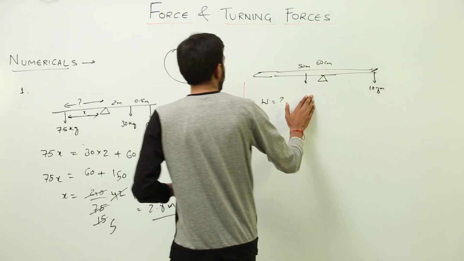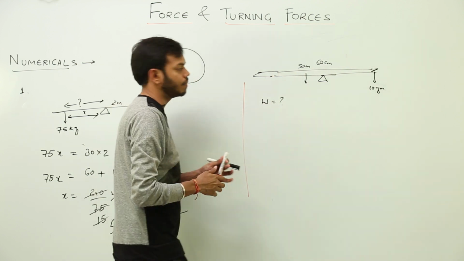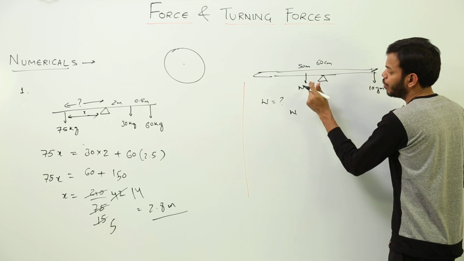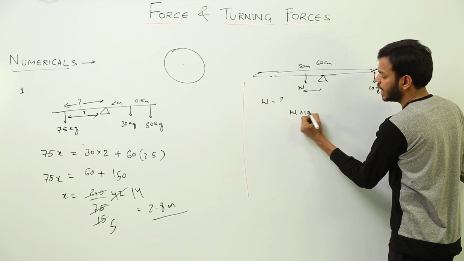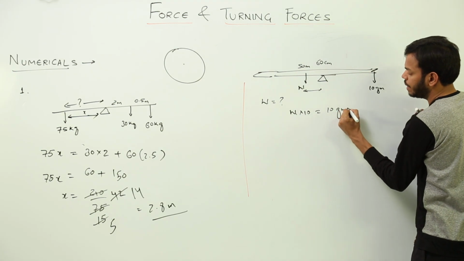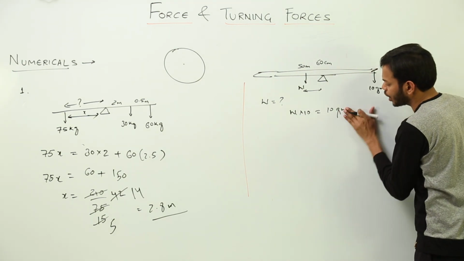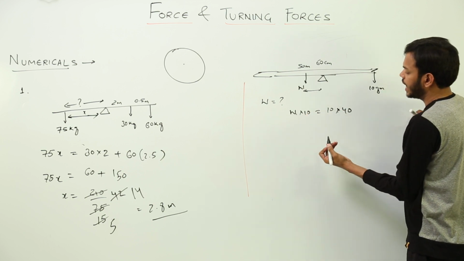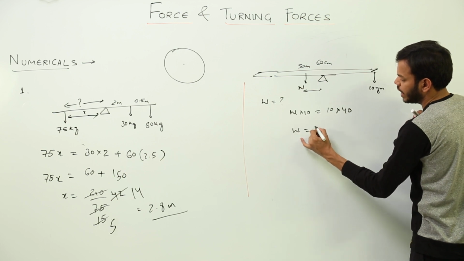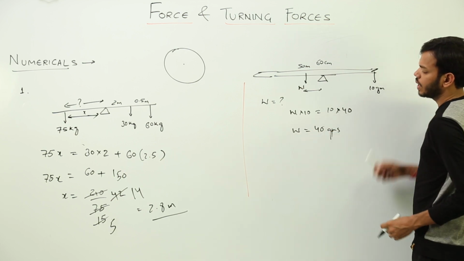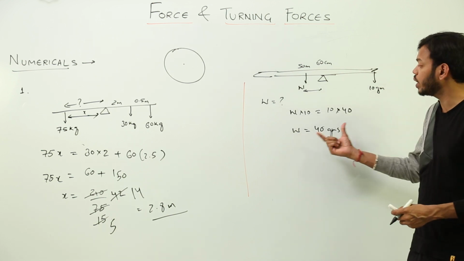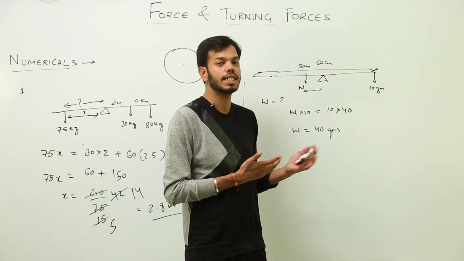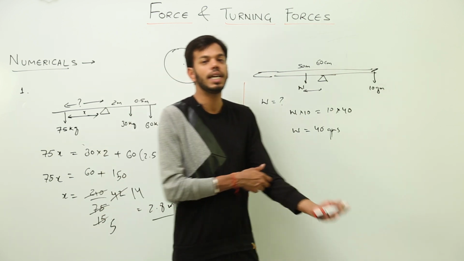Now here the weight of the body is balanced by that 10 grams. So the clockwise moment or anti-clockwise moment, the weight times this distance, which is 10, is equal to 10 grams times this distance, which is 40. So 10 times 40. So we can cancel out 10. So we are going to get 40 grams. Now I have written weight is equal to 40 grams. Don't get confused with this term. This is the mass of the scale and the weight would be mass times gravity. So yeah, you can formulate it any way you like.